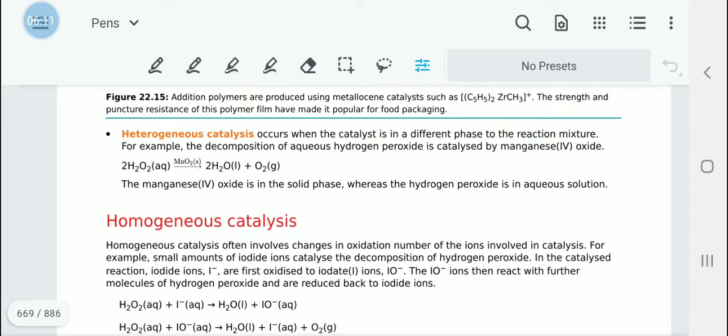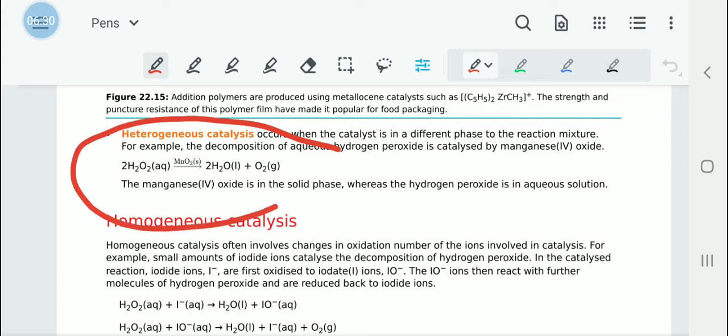Leave a line and write: number two, heterogeneous catalysis, when the catalyst is in a different phase to the reaction mixture. Example, decomposition of aqueous hydrogen peroxide using solid manganese(IV) oxide. Write down this equation: 2H2O2 aqueous, with MnO2 solid, gives 2H2O liquid plus oxygen gas.